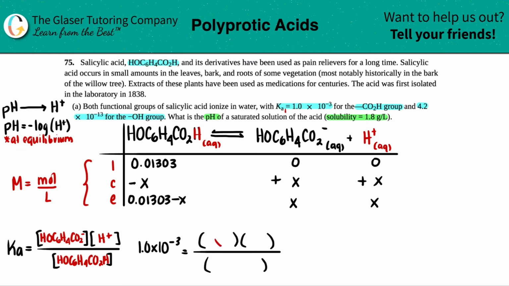So we have x times x divided by, now here's the catch, guys. If we include this minus x in here, we're going to have to do the quadratic formula. And we try to avoid it at all costs. So we do like a trial run to see if we really need to include this minus x. Now, I see that this Ka value is pretty small, but it's not really that small. We're not talking about 10 to the negative 11th, right?